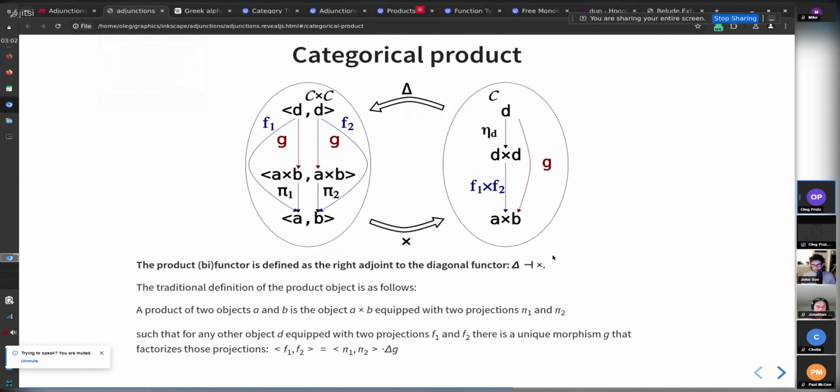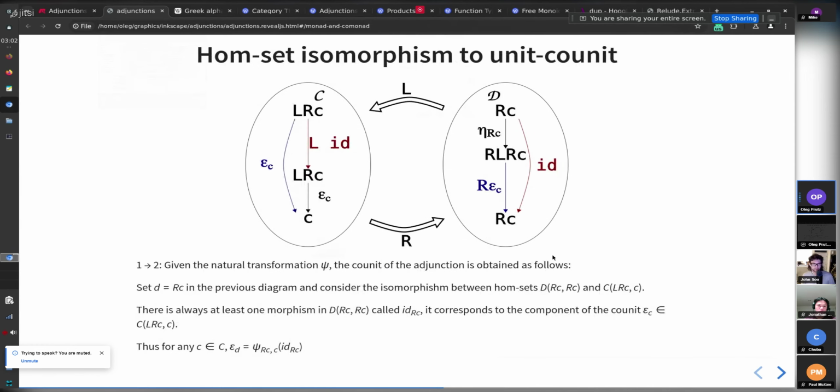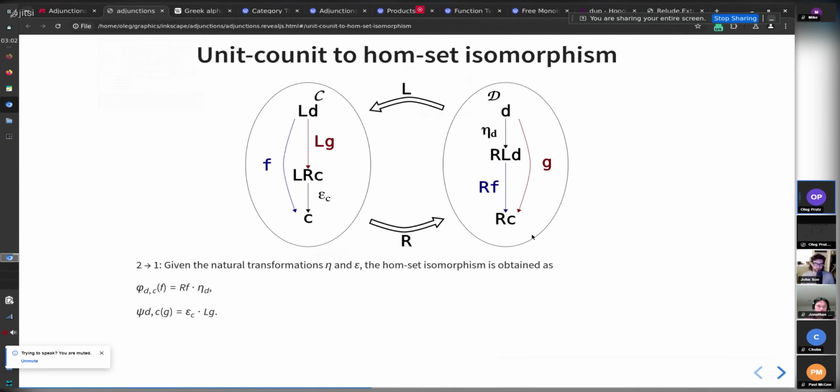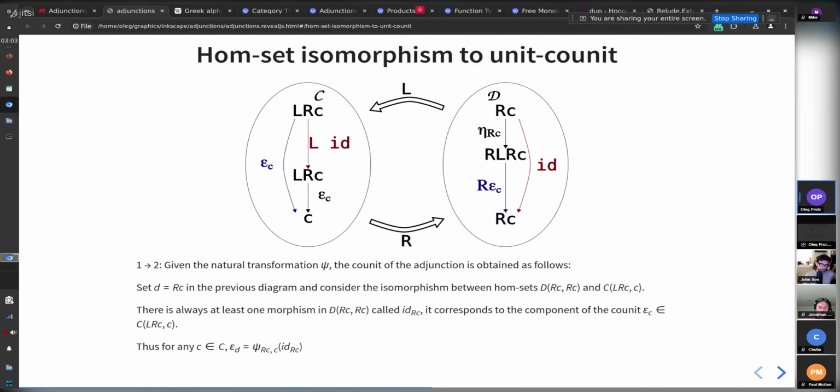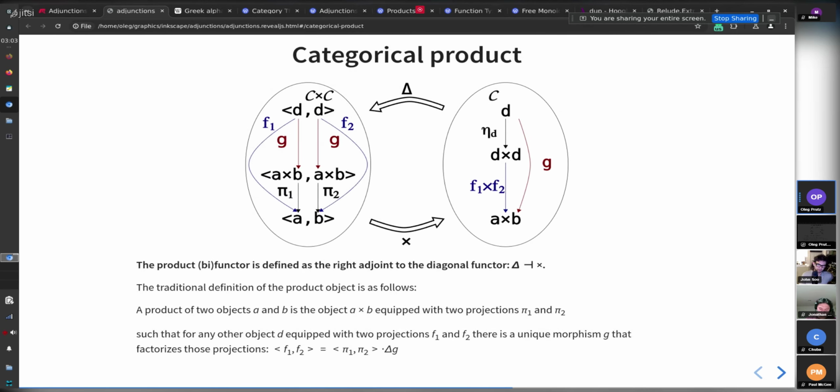Okay, so that's it for product. And I need to mention that if you rotate this diagram 180 degrees and reverse all of the arrows, the left and the right adjoint swap places, right? So left and right adjoint are duals. And this is what we're gonna see in the co-product.